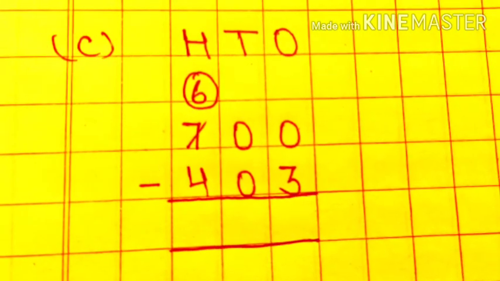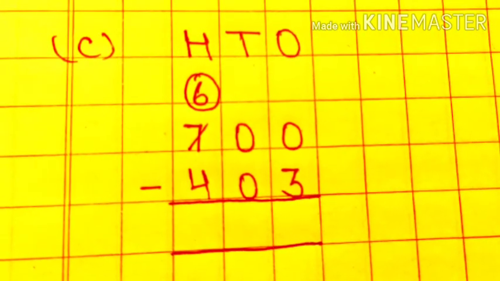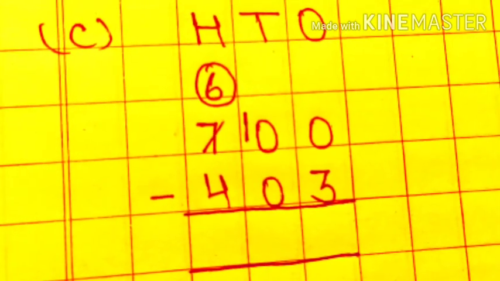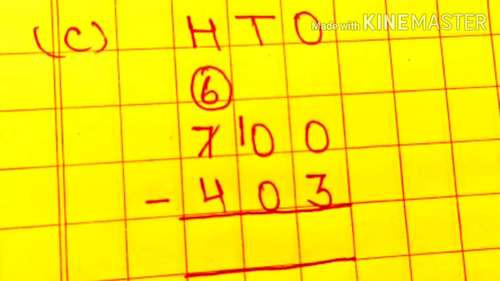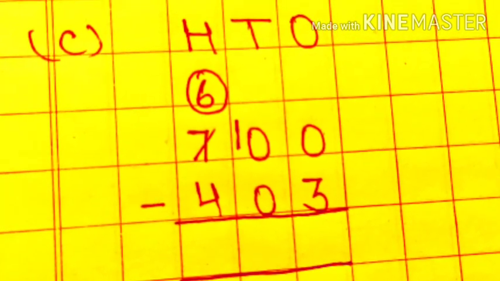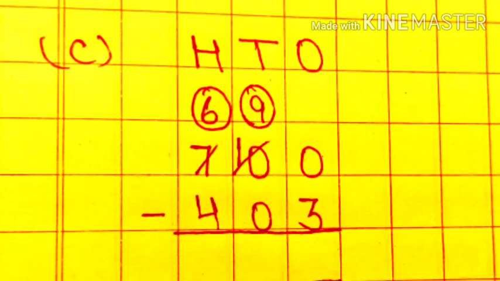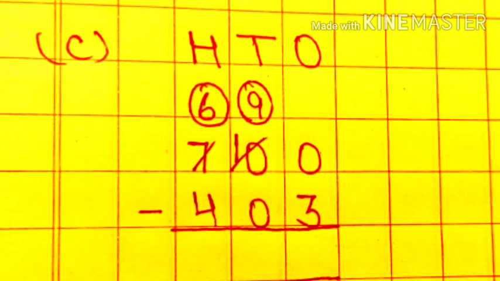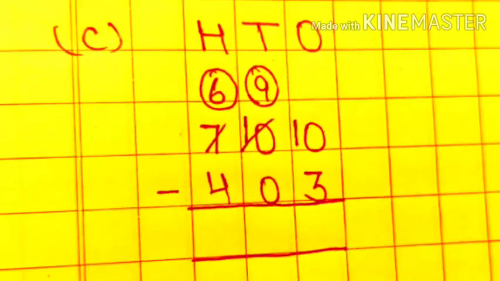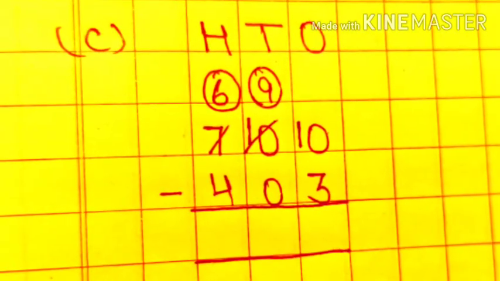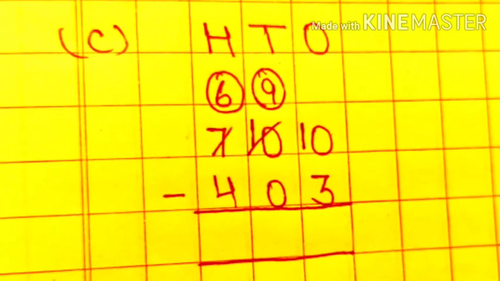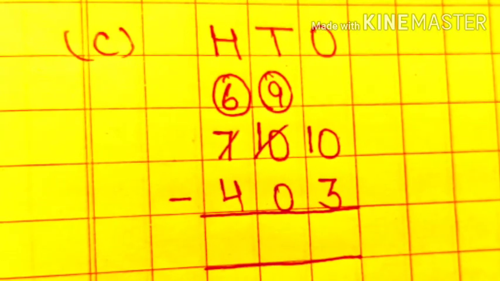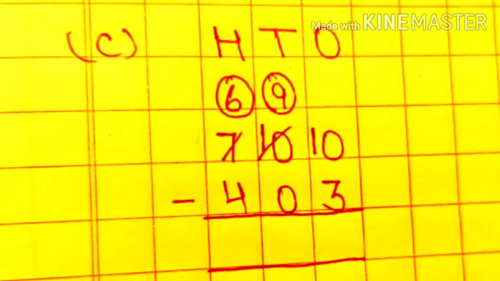Okay, so now 7 is reduced by 1 and it becomes 6, and one digit is added to tens place and that becomes 10, and now tens is ready to give one number to the ones place. Now 10 is reduced by itself and it becomes 9, and now he will give one number to the ones place, and now on a ones place 0 becomes 10. Now my dear students, we are ready to subtract.